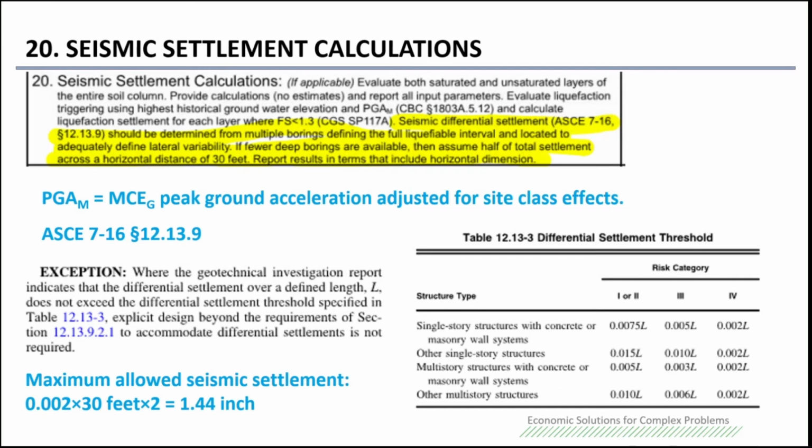other than the section 12.13.9.2.1 steel detailing, to some degree you have to consider some kind of ground improvement to reduce the differential settlement. So just keep that in mind.